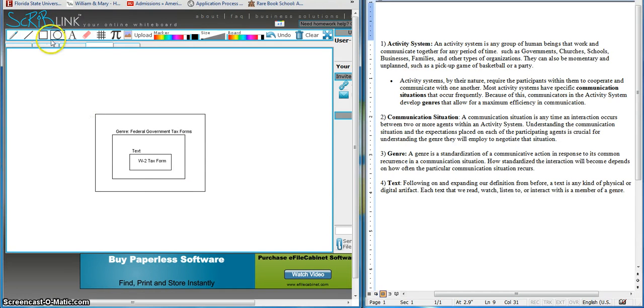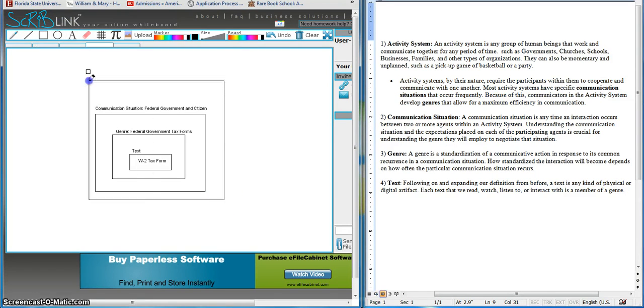And that genre is communication between a communication situation between the federal government and the citizen, discussing the taxes that they're going to pay. And all of this is taking place within the activity system of the government, because this genre is designed to help communication occur between the citizen and the federal government.